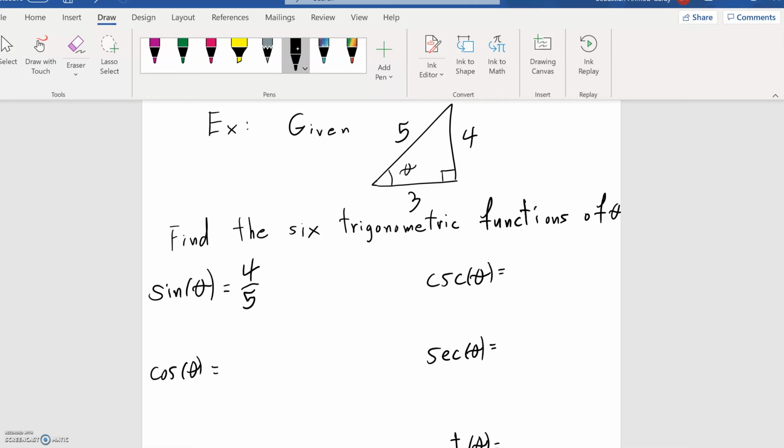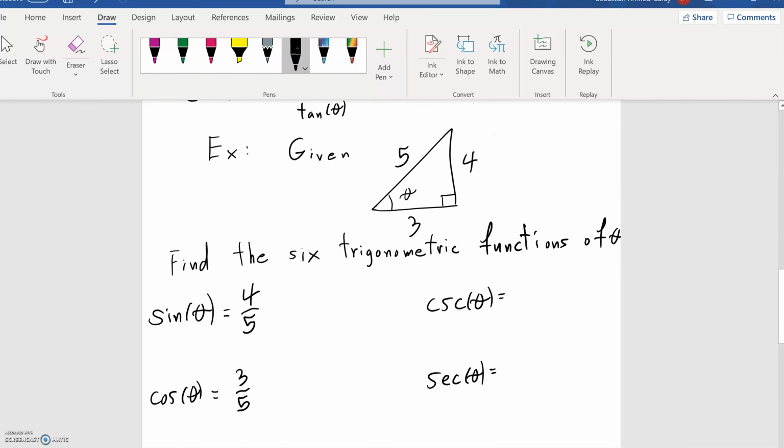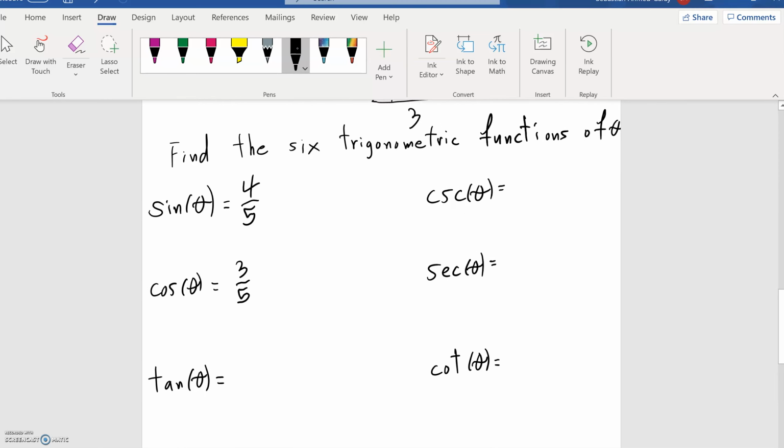Cosine of theta is defined to be the adjacent over the hypotenuse. So that will be 3/5. Tangent of theta is the opposite over the adjacent. So that will be 4/3. Cosecant, secant, and cotangent are the reciprocal functions of sine theta, cosine theta, and tangent of theta. So let me just take reciprocals of what I have here on the left-hand side. And just like that, I have slain this problem.